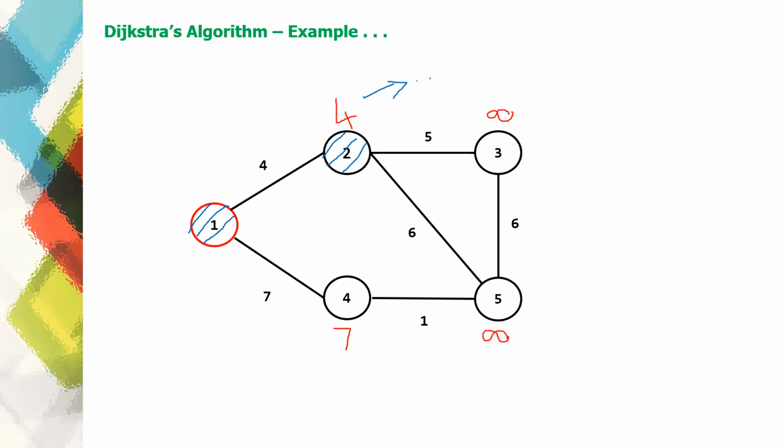and add it with 5 and check if it is less than the current weight of node 3. So the procedure is to perform addition of the distance of node 2 plus the weight of the edge connecting node 2 and 3. Check if it is less than the distance of node 3. If this condition is true, 9 is less than infinity, then immediately you are going to update.